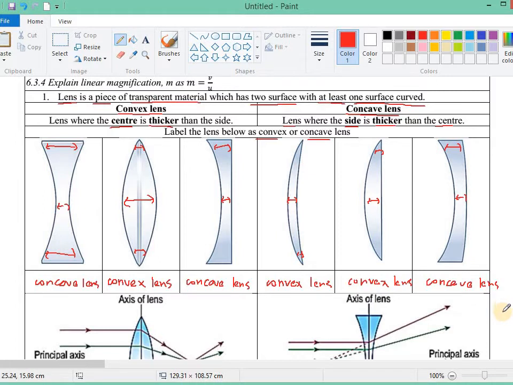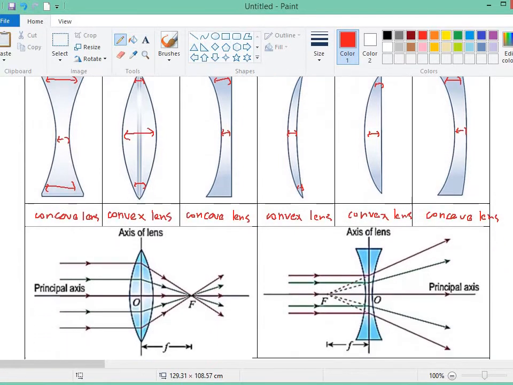Alright. So don't care what kind of shape of the lens that the question gives you. Don't care what shape. You just follow this rule of determining whether it's convex or concave, then you will have no problem identifying which is a convex lens, which is a concave lens. Okay? Alright.